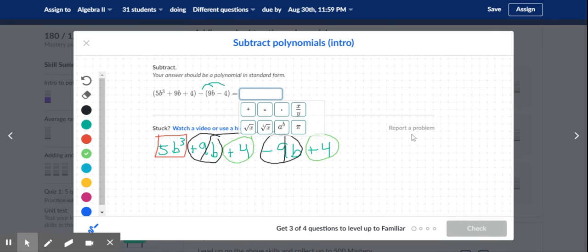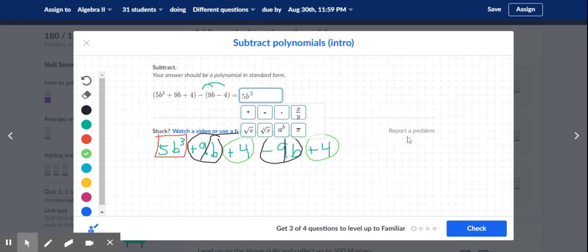So our answer, remember in standard form, highest power to lowest power, is 5b to the third plus 8. We don't have to put in 0b. That is not necessary. We have to remember to do this when we subtract polynomials: change the sign of everything after the subtraction sign.